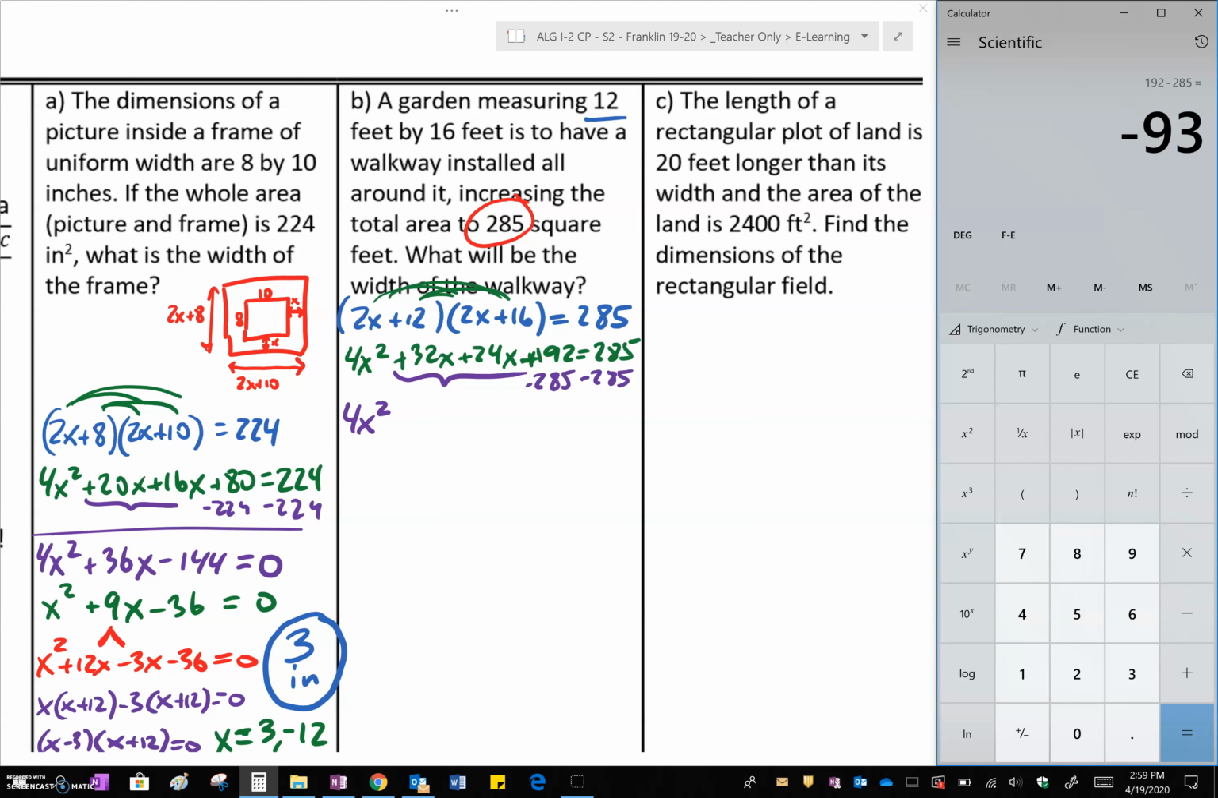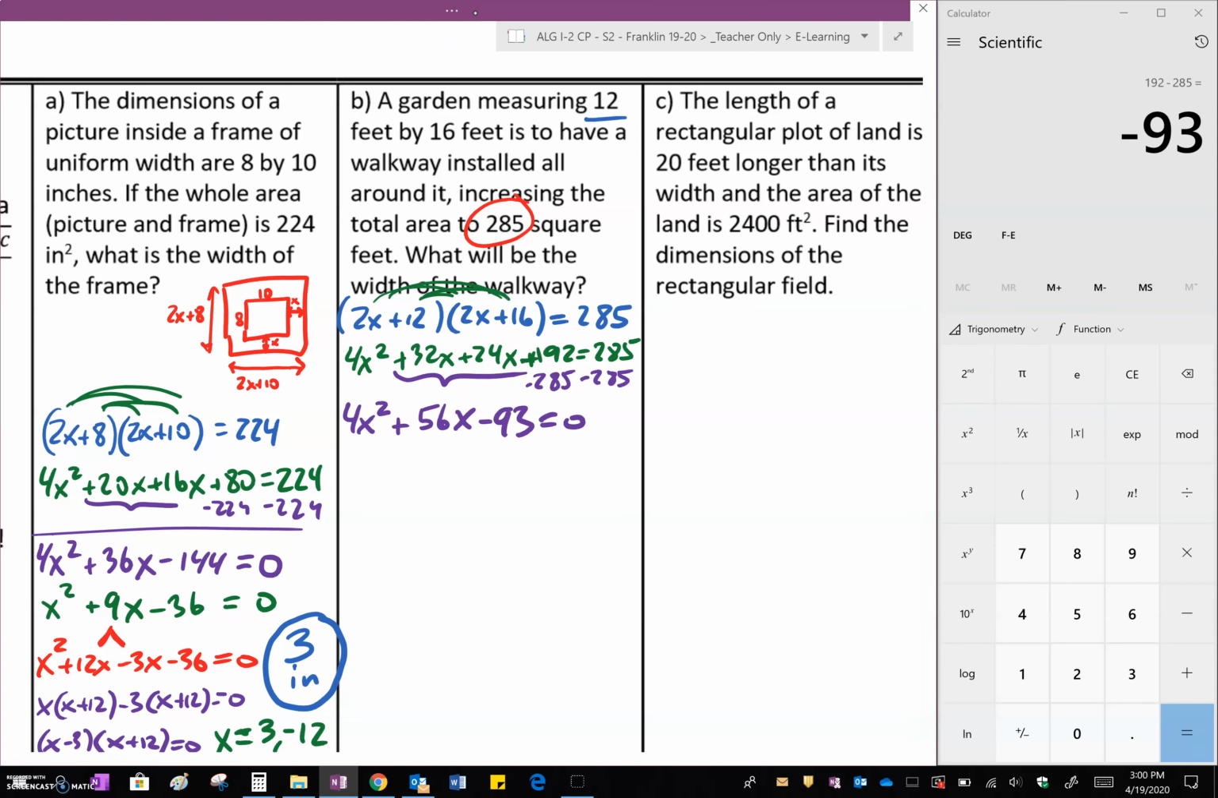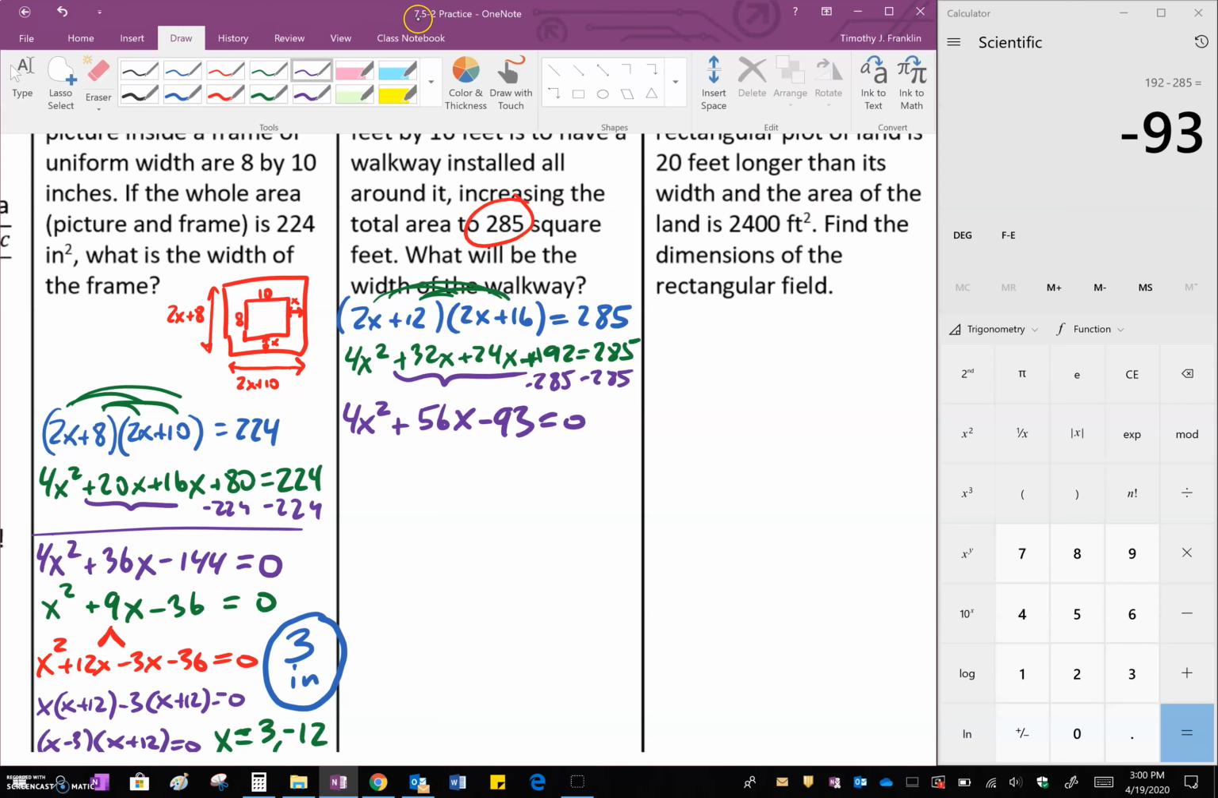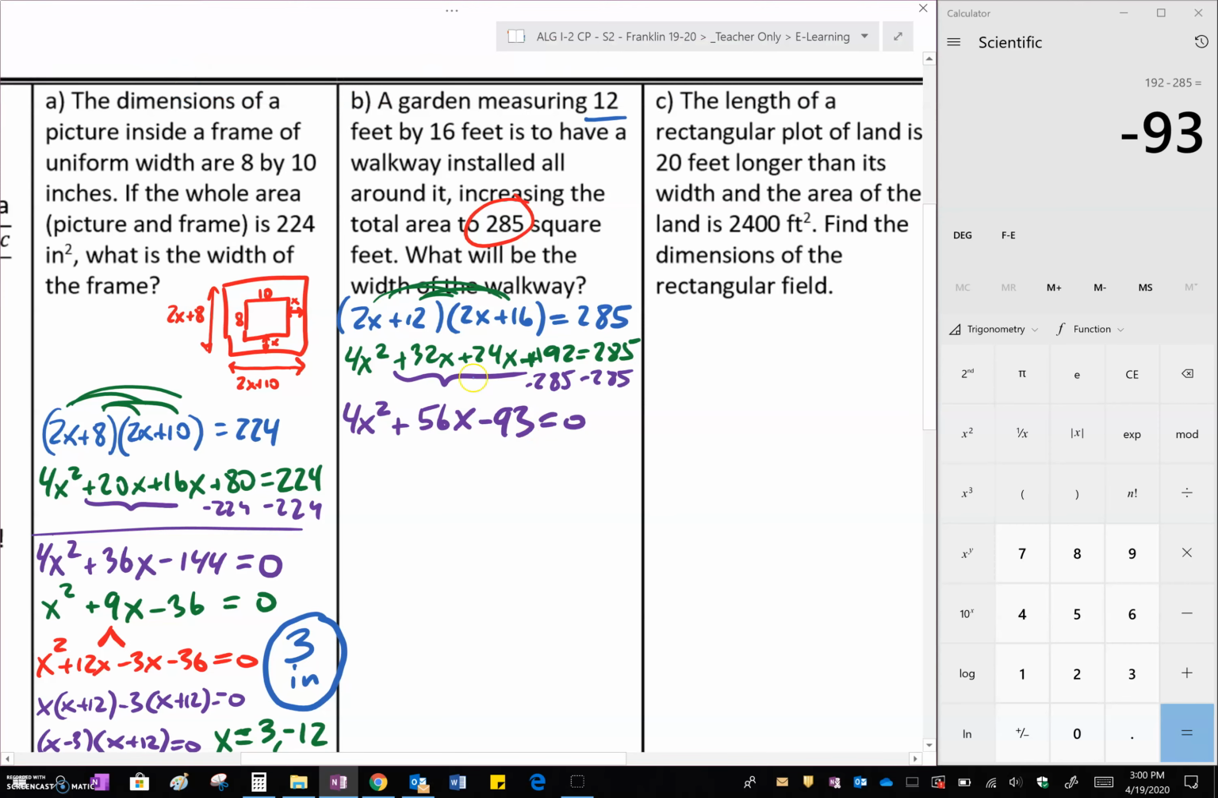So we've got 4x squared plus 56x minus 93 equals 0. Unfortunately, this time we can't divide. We can't simplify because 4 doesn't go into 93, 2 doesn't go into 93. So we can't make this any easier on us. We're going to have to factor this pretty messy equation, right?